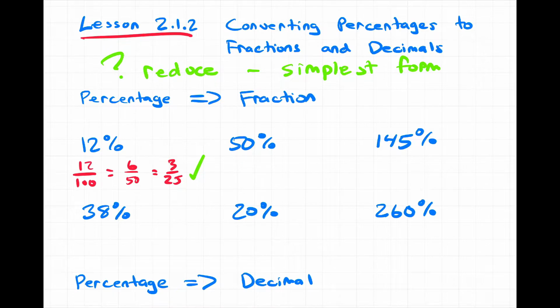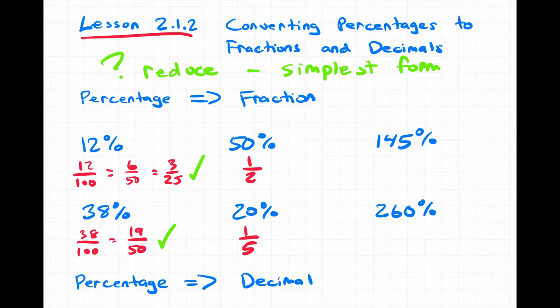So let's move to the one below that. So it's 38%, which is 38 over 100, which is going to break down into 19 over 50. And 19 is a prime number, so we would stop at that point. 50% and 20% in the next column are two of the ones that I'm asking you to memorize. So you should know that 50% is 1 over 2 and 20% is 1 over 5.